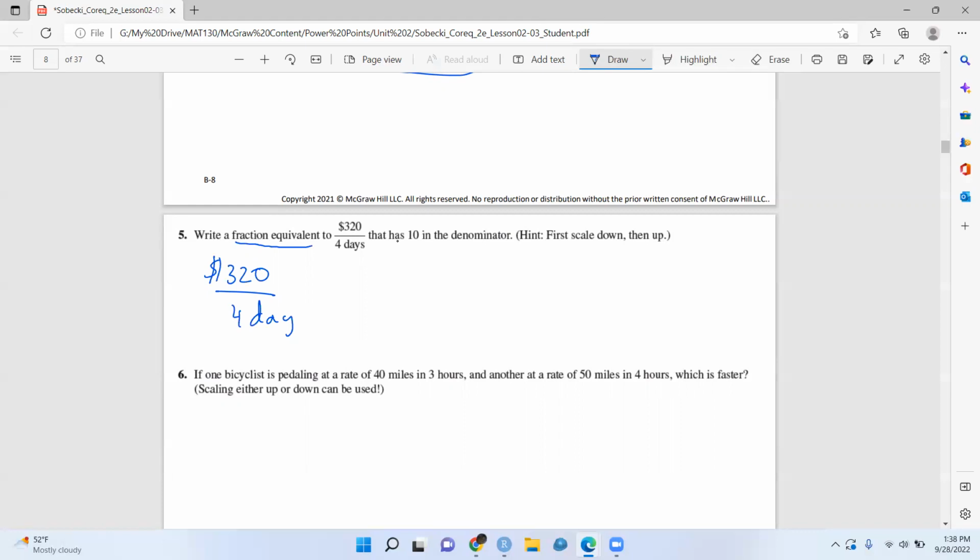He suggests first scale down, meaning divide the top and bottom by 4. So then we get that this is $80 per 1 day. That seems pretty close to sub pay in the high schools and elementary schools. Might be a little higher. And then if we want to scale that up, we could multiply the top and bottom by 10. And we get that an equivalent rate or equivalent fraction to $320 per 4 days is $800 per 10 days.